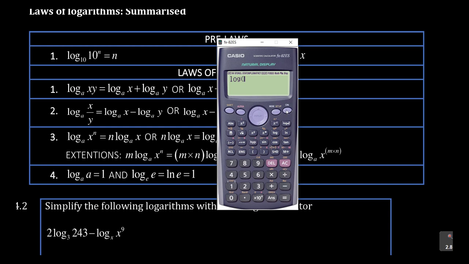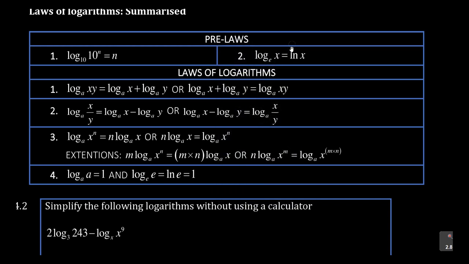Then, if I give you this log here, this means I can put my base that I want. So here, if I just give you this version, I'm telling you the base is 10. But if I just say log 5, I'm saying there is a hidden 10 there. Okay. You understand what I'm saying? Then there is a second law of logs where log base e of x is equal to ln x. If the base is e, it's the ln.